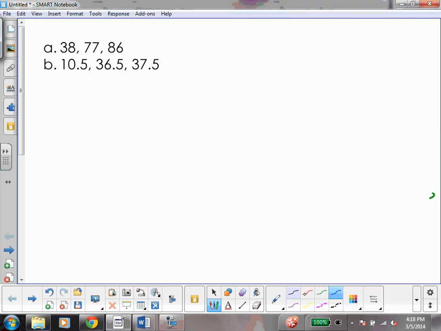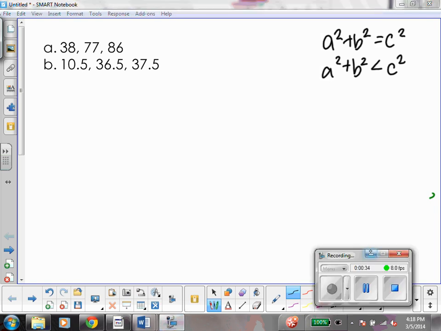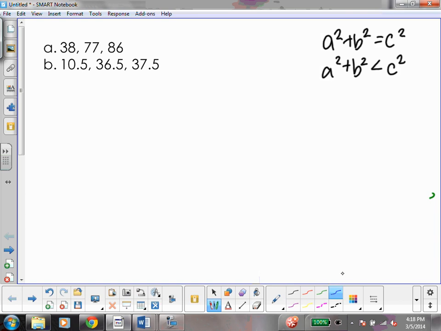I want to determine whether these triangles are acute, obtuse, or right. And remember, the rules come from the Pythagorean theorem. Pythagorean theorem is a squared plus b squared equals c squared. Now, if a squared plus b squared is less than c squared, or the hypotenuse squared is bigger than the two sides squared, then that represents an obtuse triangle.